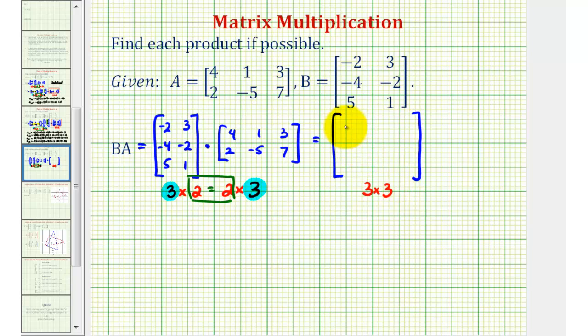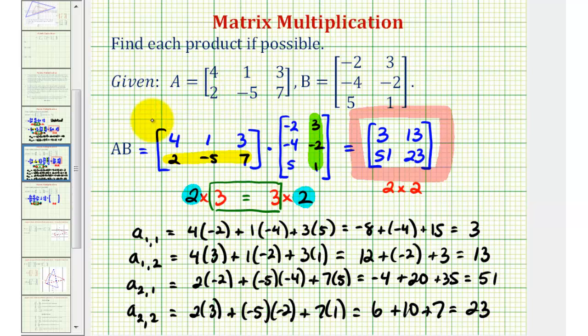Just to compare, if we go back and take a look at matrix A times matrix B, as we see here, notice how the product was a 2 by 2 matrix, which emphasizes the importance of the order of matrix multiplication, as well as the fact that matrix multiplication is not commutative.